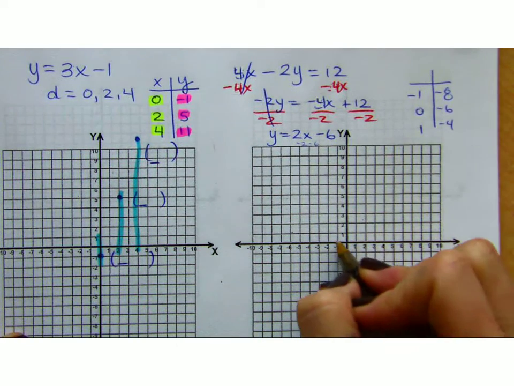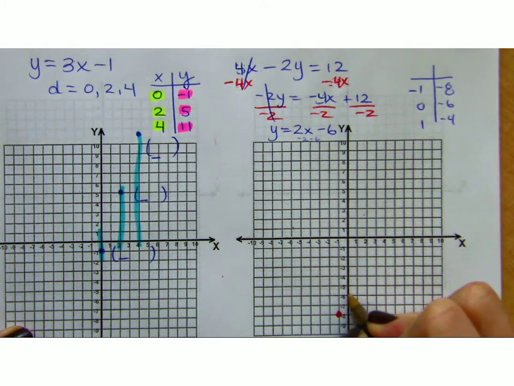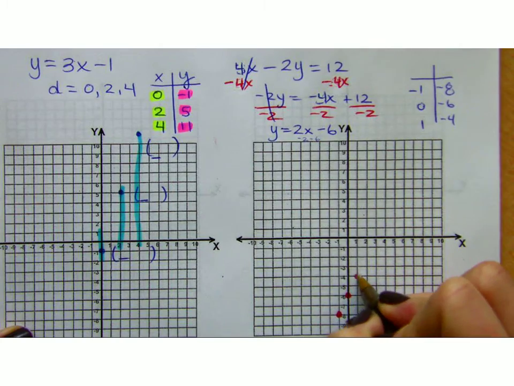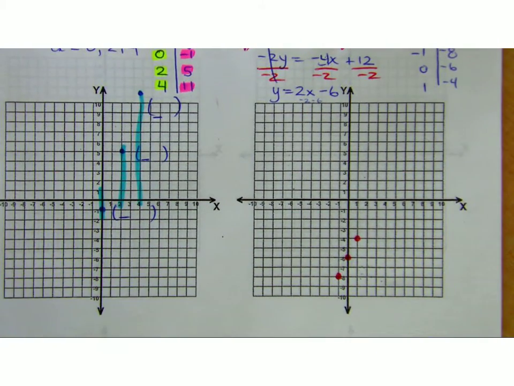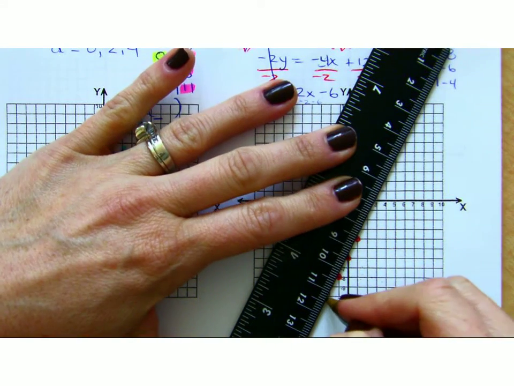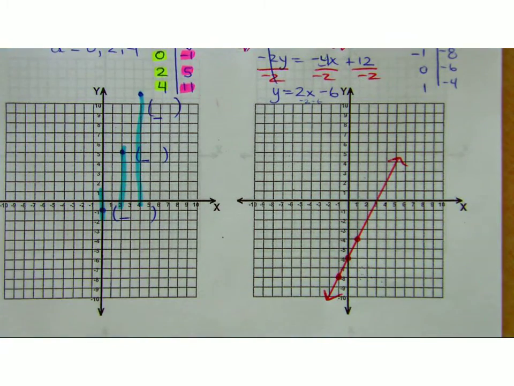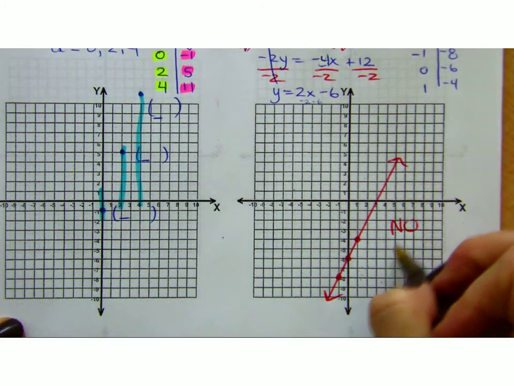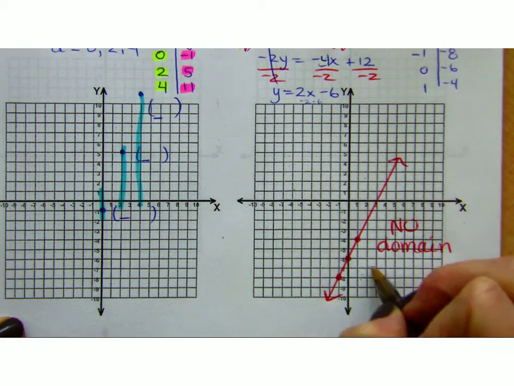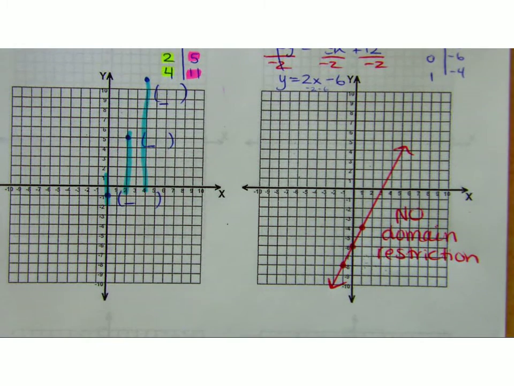Now when I plot negative 1, negative 8, and 0, negative 6, and 1, negative 4. Am I done? No. I get to take this ruler out, put it on these points, and I have a nice big linear function that I've connected the dots, I've put arrows, because there is no domain restriction, right? X can be whatever you want it to be. Are you following me? Okay.